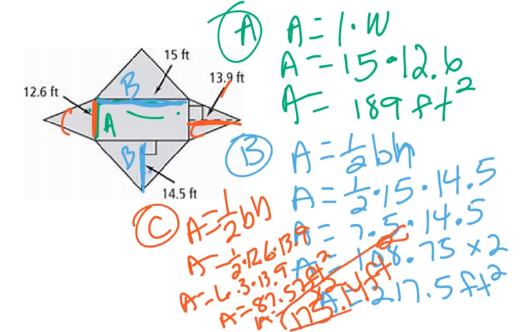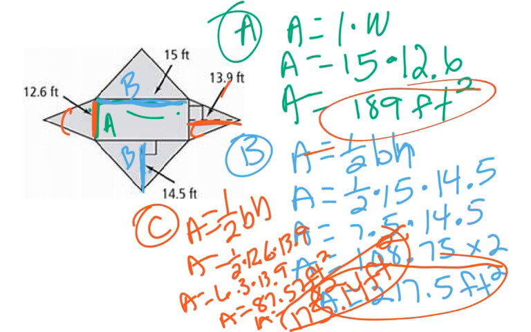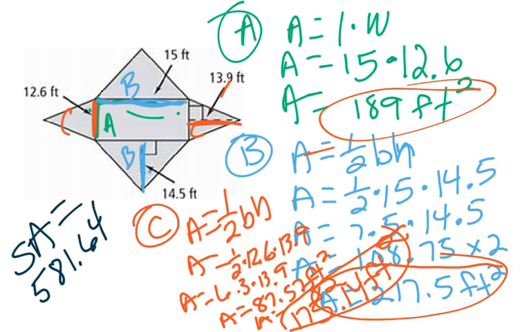So I need to add that plus my 217.5 feet squared, plus my 189 feet squared, to get a total surface area of this rectangular pyramid of 581.64 feet squared.